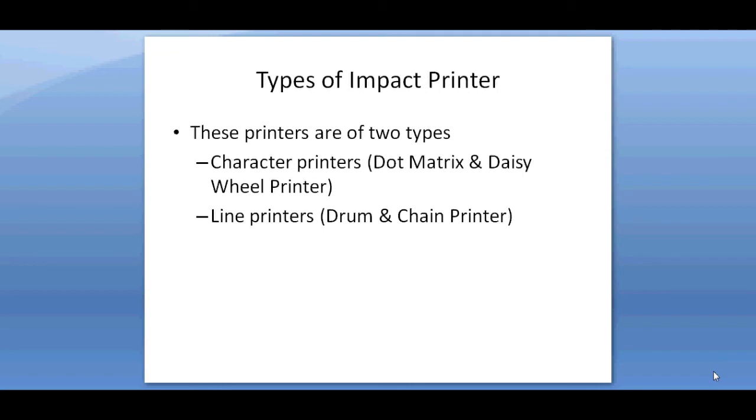Second category is line printer. A line printer is an impact printer which makes use of continuous feed of paper and prints one line of text at a time. They can print 300 to 3000 lines per minute, so they are very fast. Large computer systems such as supercomputers or mainframe computers typically use line printers. These are of two types: drum printer and chain printer.